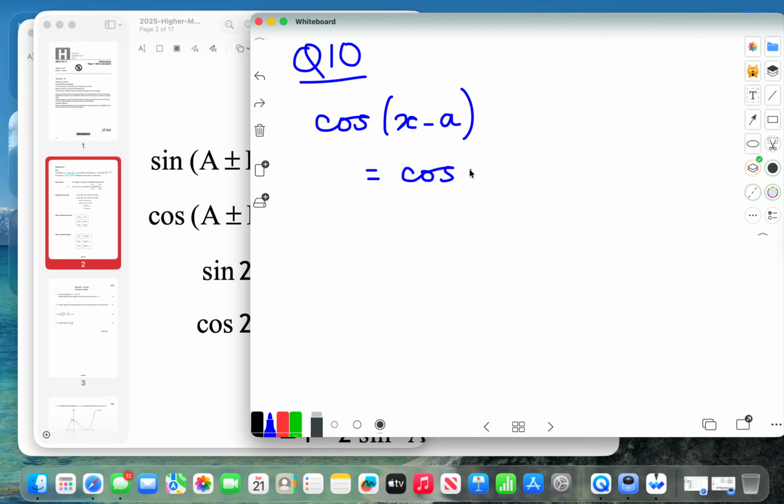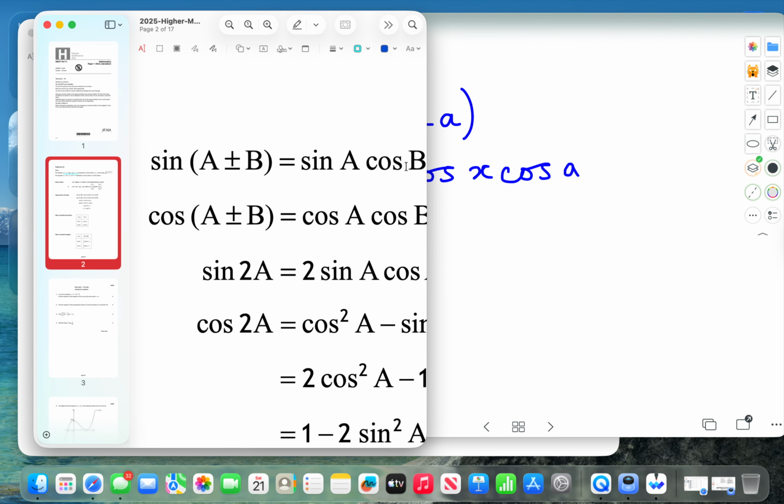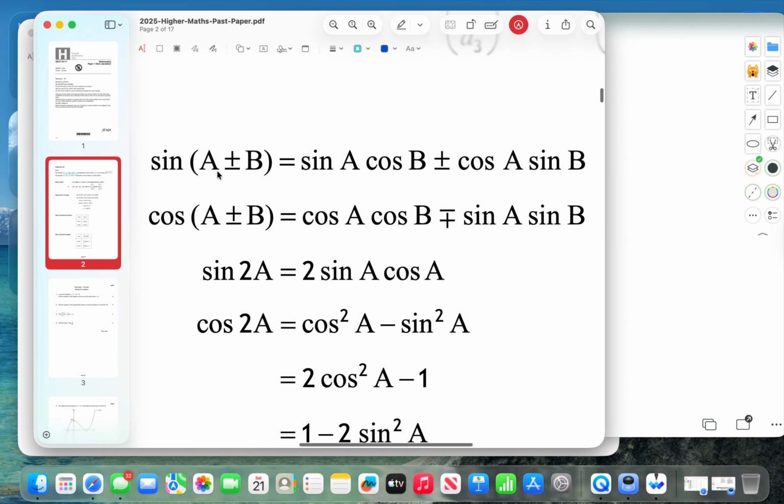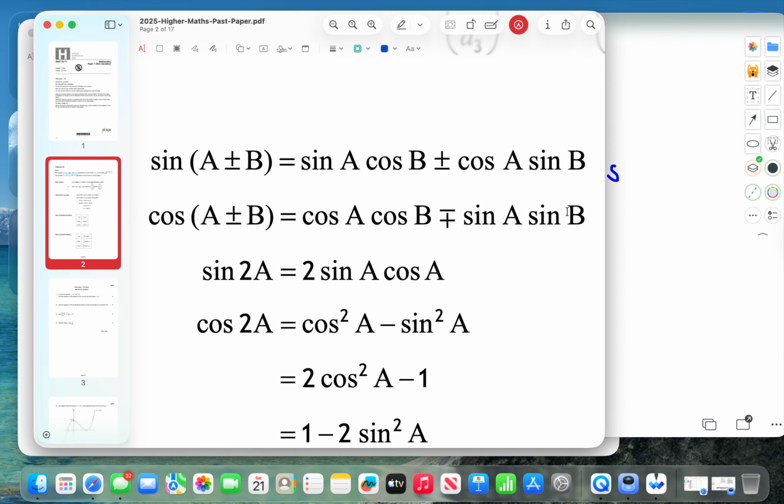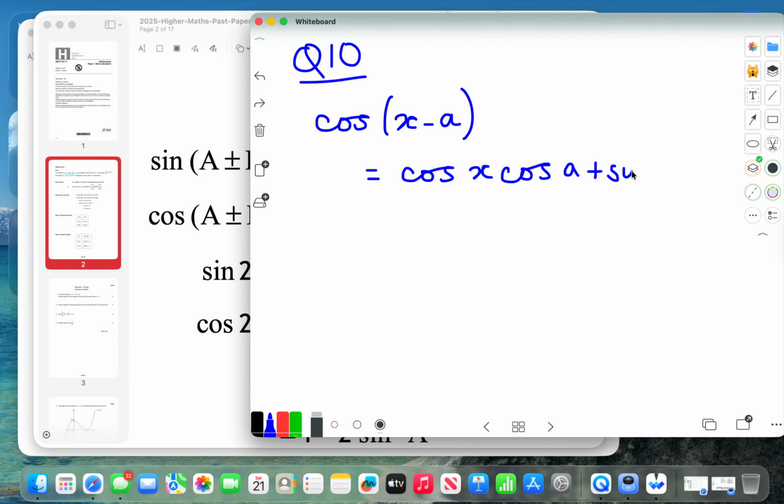Cosine x cosine a, and we have a negative on the bottom, but there's a plus on the bottom. So cos(x minus a) means we have to put a positive, and it's going to be sine x sine a, lowercase x and a.